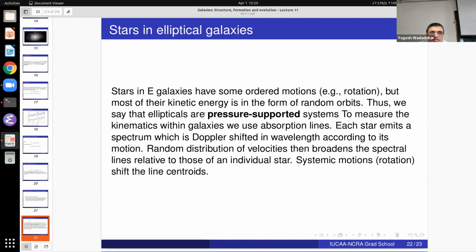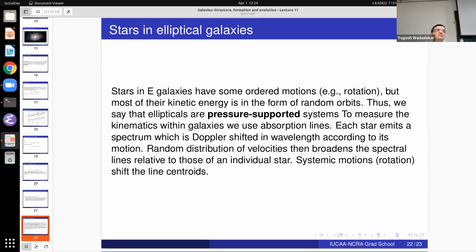Therefore, ellipticals are referred to as pressure supported systems, right? So this is analogous to, suppose you have a cube with gas inside it. That cube, or your balloon inside, is pressure supported, right? Because every particle, every atom, is moving in a different direction at a different speed.